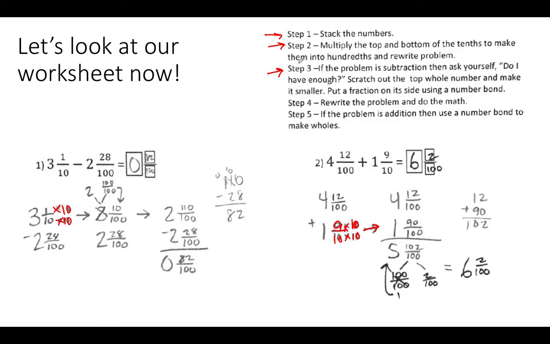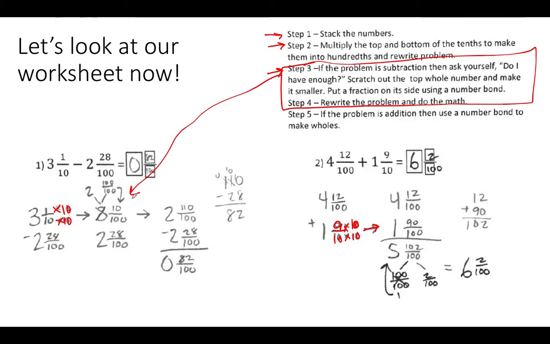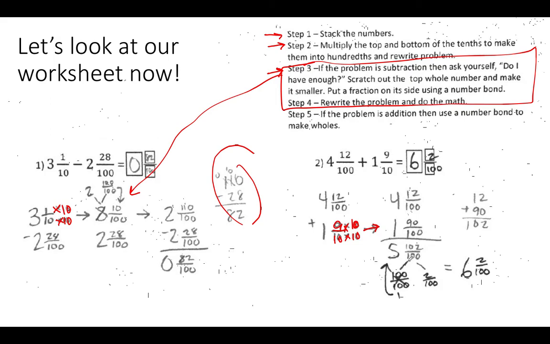So these are the 2 steps that are for subtraction. Right there, we had to scratch it out. We had to rewrite the problem. And now we do our subtraction, get an answer. Over here, we just do the addition, but then we are going to have to use a number bond at the end. So this is one of the keys.